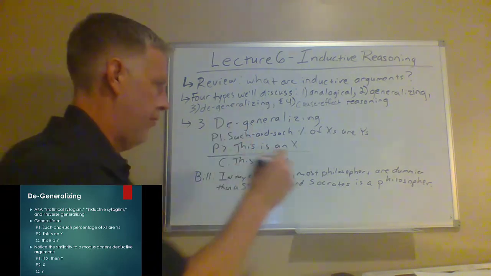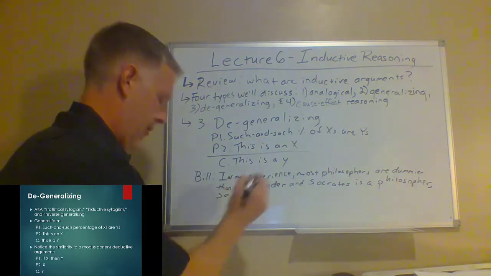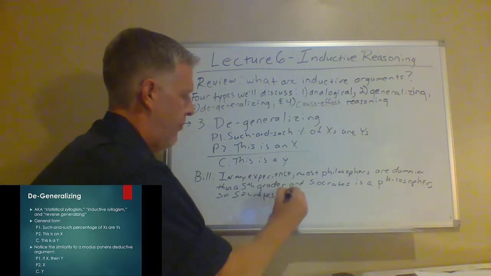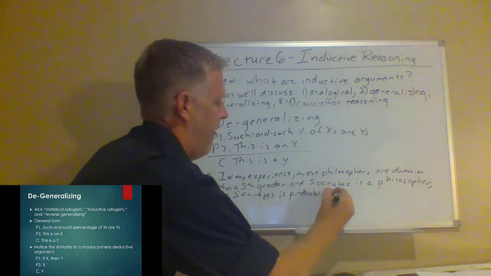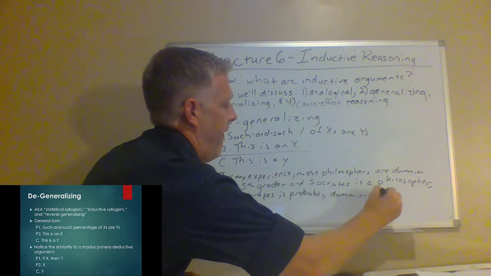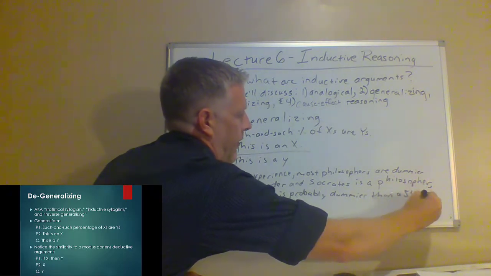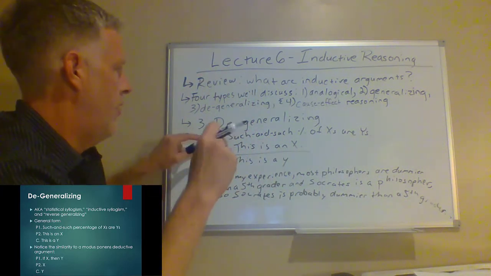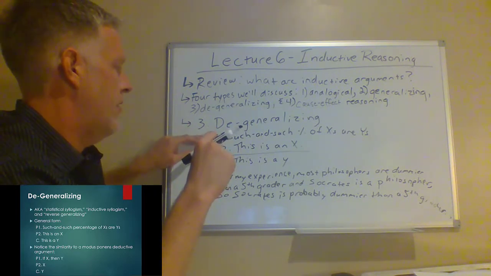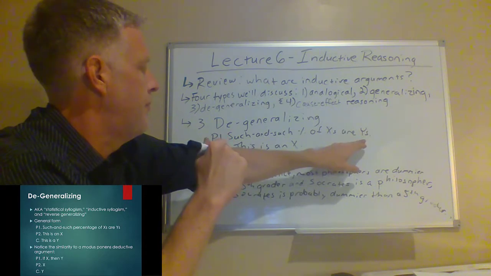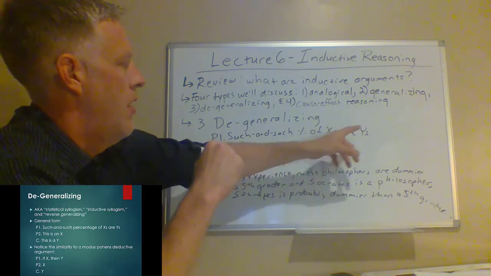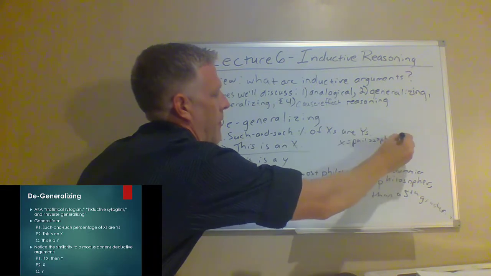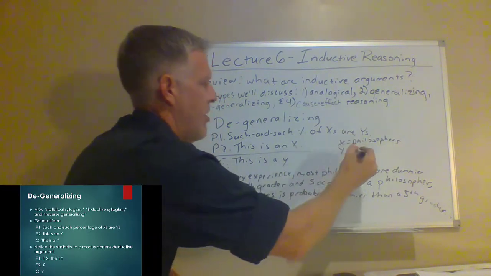So then what does he want us to conclude? Look, Socrates is probably dumber than a fifth grader. Okay, so we know most philosophers are dumber than a fifth grader. So most X's, so X's are philosophers, right? In this example, and Y is dumber than a fifth grader.